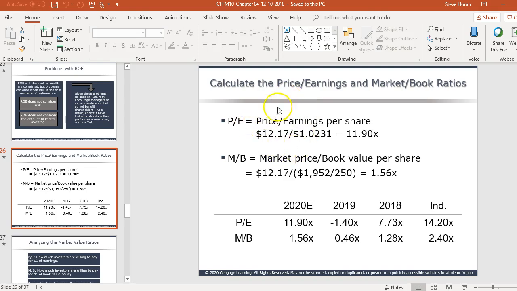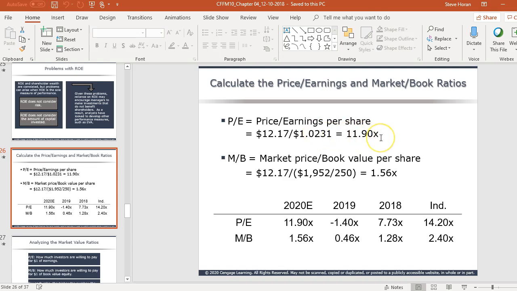Then a couple other ratios, and this would be for a corporation that's publicly owned. A private company would not be able to do these. Price to earnings and market to book. So price is the stock price divided by earnings per share. That gets you what they call the multiple of earnings. So basically, I'm paying $11.90 for every dollar of earnings of my company.